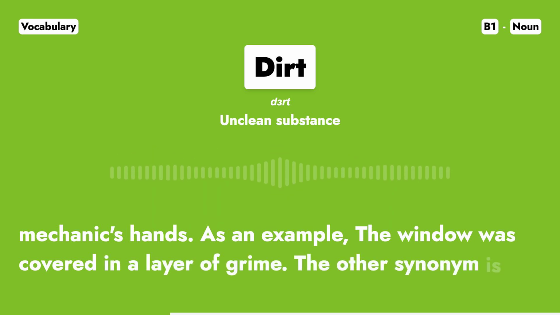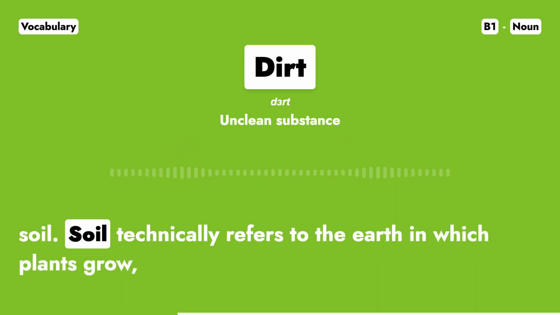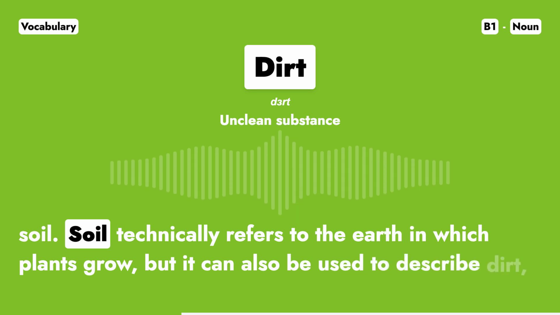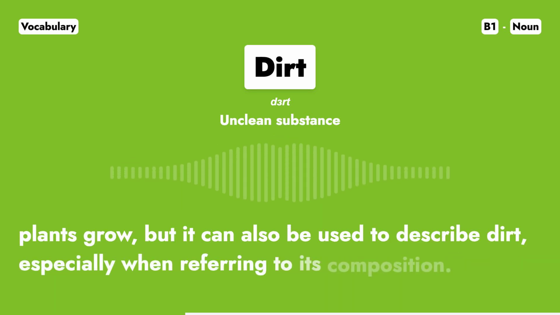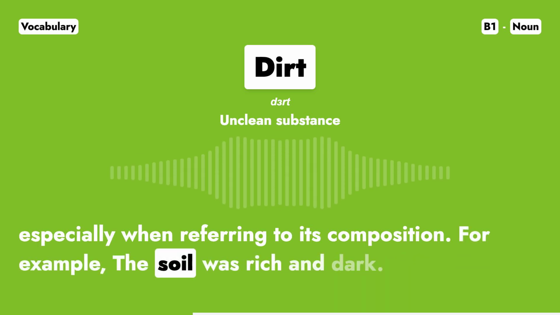The other synonym is soil. Soil technically refers to the earth in which plants grow, but it can also be used to describe dirt, especially when referring to its composition. For example, the soil was rich and dark.